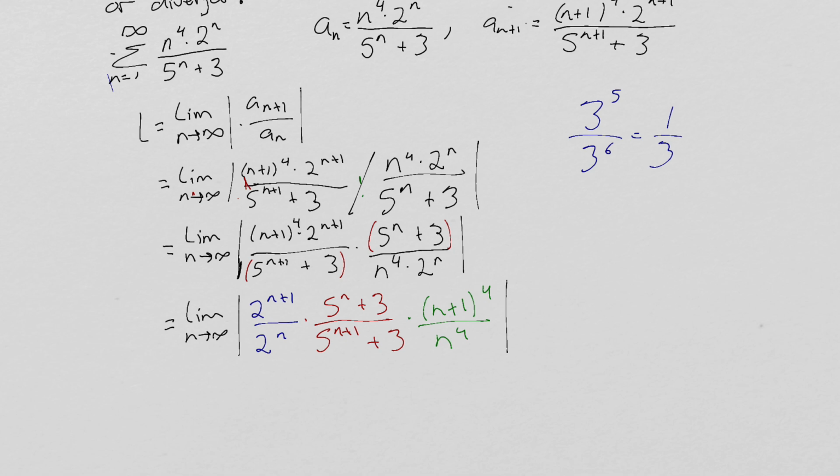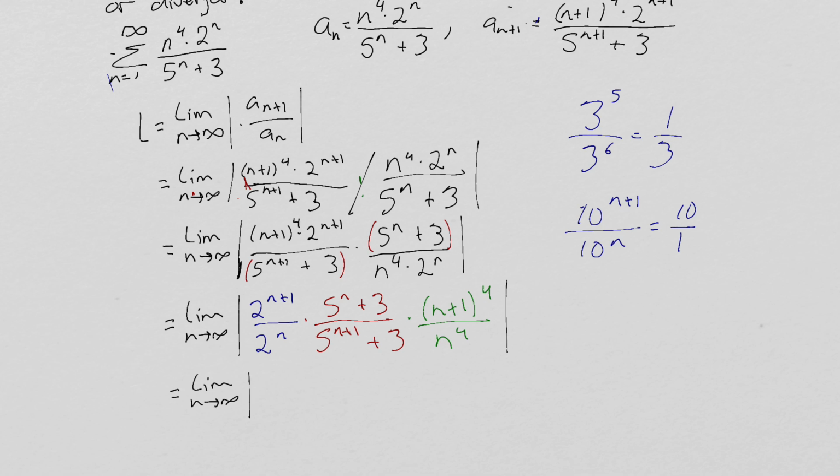If I had 10 to the n plus 1 over 10 to the n, same thing would happen. All the 10's in the bottom would cancel with all but 1 in the top because there's 1 more in the top, and that would just give me 10 over 1, or 10. So that's what we're going to do here. This is equal to the limit as n approaches infinity, absolute value.